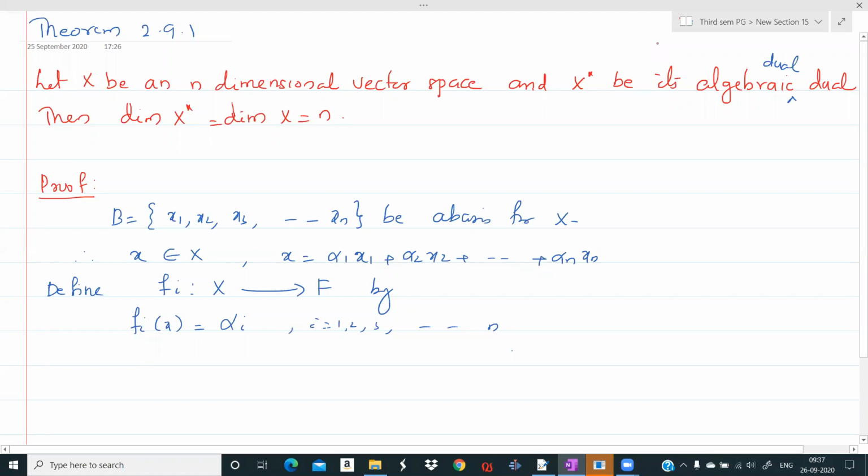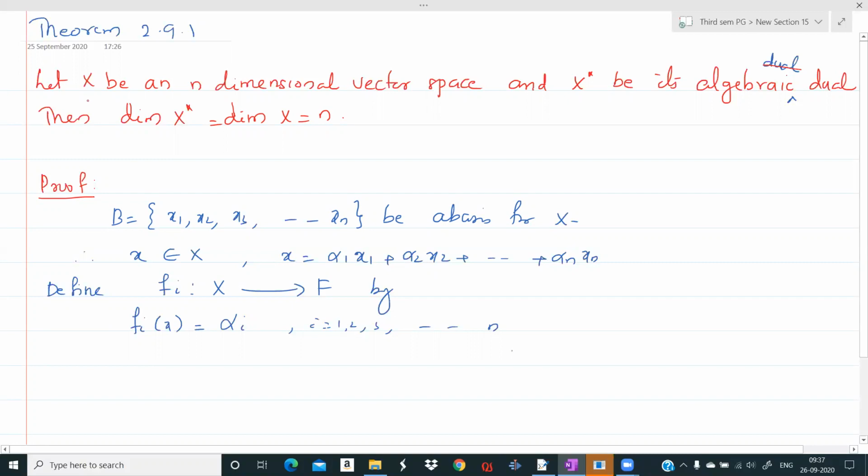In this video, we prove Theorem 2.9.1: Let X be an n-dimensional vector space and X star be its algebraic dual. Then the dimension of X star is equal to the dimension of X, which is equal to n. അതായത് ഒരു സ്പേസ് n-dimensional ആണെങ്കിൽ അതിന്റെ algebraic dualum n-dimensional ആയിരിക്കും. Okay, let us see how this can be proved.